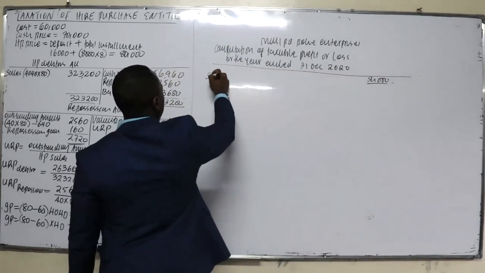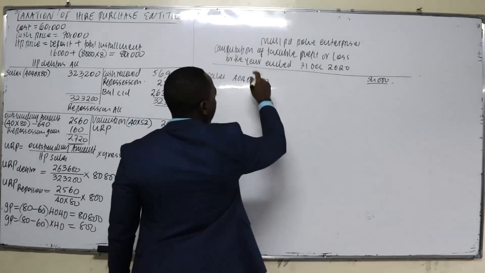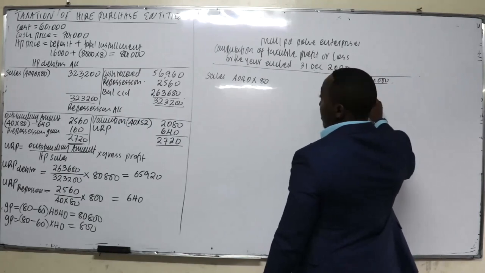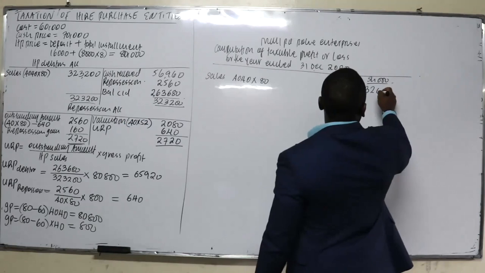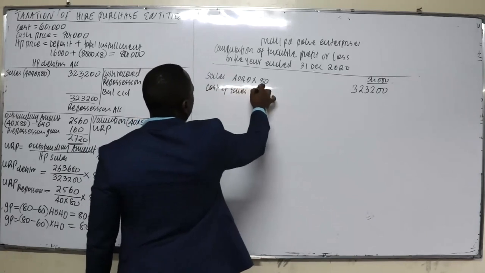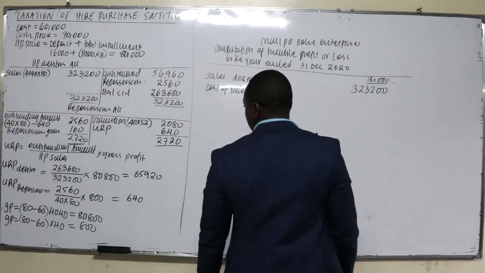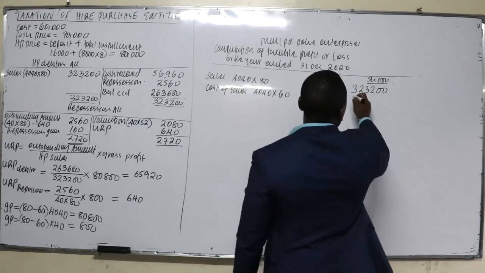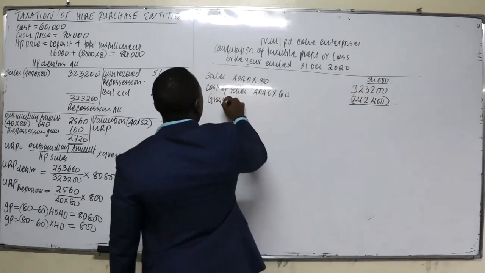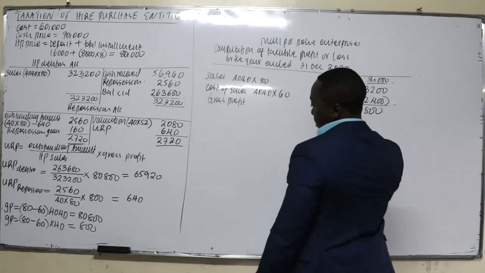So we start with sales. We sold 40 units, each at 80, and you get an amount of 323,200. Then you raise cost of sale. 40 units. And how much is the cost per unit? 60. So how much is that? Sorry? 240,400. Eh? So how much was the gross profit then? Was it 8,800? 8,800, and that's what we had computed here.